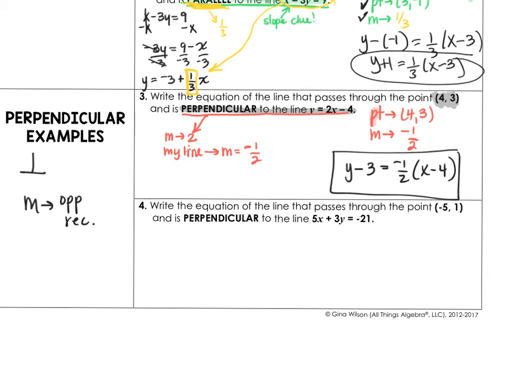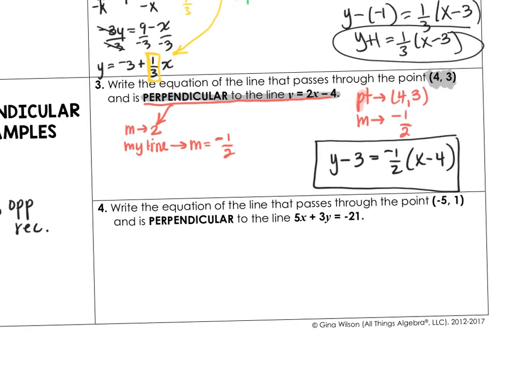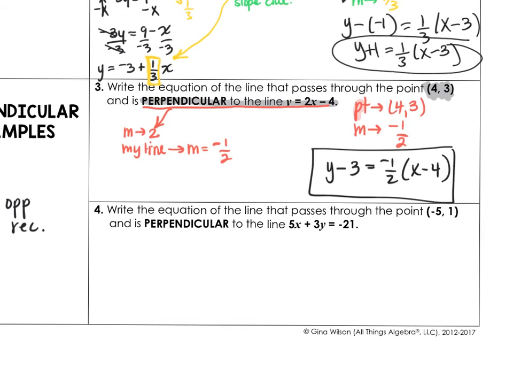All right, so let's look at the last example. The last example is just like number 3, except they gave us the perpendicular line in standard form, which is super annoying, but that's okay. So here's the point of our line, and then here is our slope clue. Our line is perpendicular to 5x plus 3y is equal to negative 21. Okay, so what is the slope of this line? I don't know. Let's figure it out.